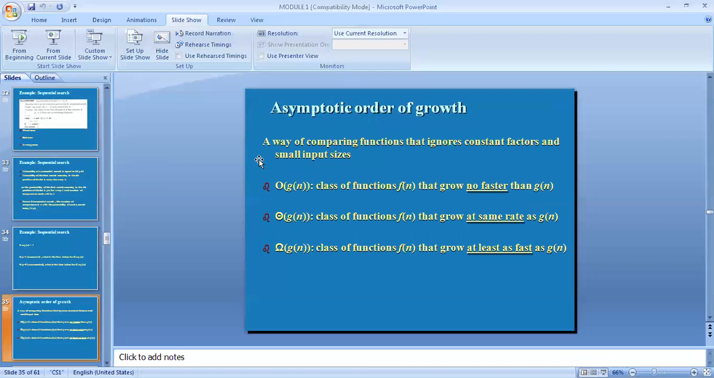The asymptotic order of growth is a way of comparing functions that ignores constant factors and small input sizes. This is very important. In the previous examples we saw 0.5 and some constant multiplied with n squared. Usually those kinds of constants are neglected when calculating the execution time. Big O of g of n is the class of functions that grow no faster than g of n.